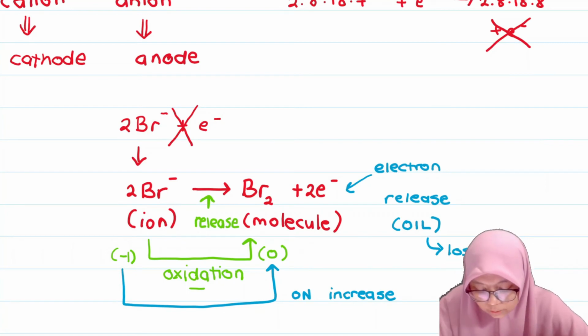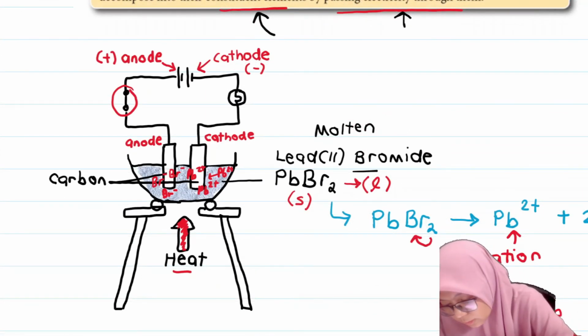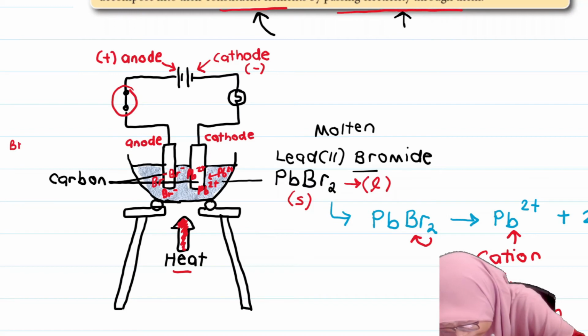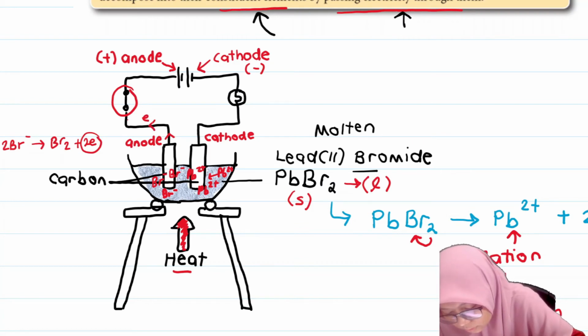Okay, so now let's look at the cell just now. The bromide ion releases electron, right? So I write down the half equation here. Bromide forms bromine molecule and releases 2 electrons. These 2 electrons coming from the bromide ion will transfer from the anode to the cathode. The electron will move to the cathode.